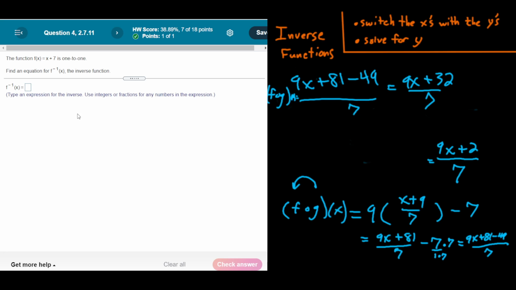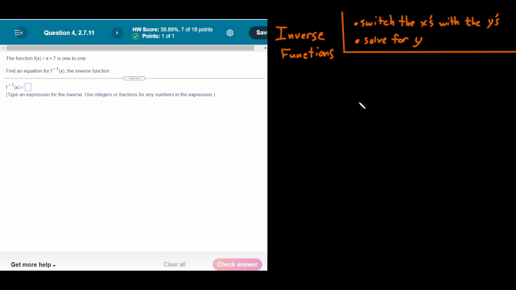It says the function f of x is equal to x plus 7. The function is 1 to 1. Now, what does that mean for it to be 1 to 1? Well, basically, for a function to be 1 to 1, they're basically saying that for every x, there's only one y. It has its own specific y.